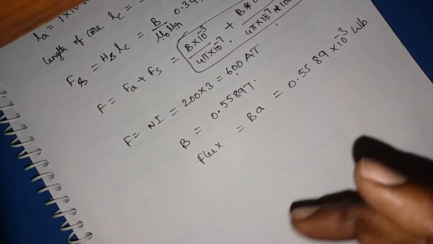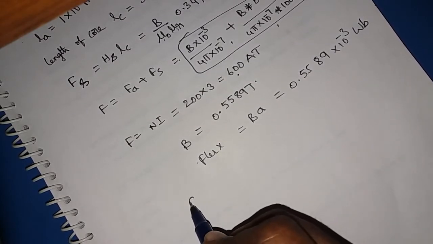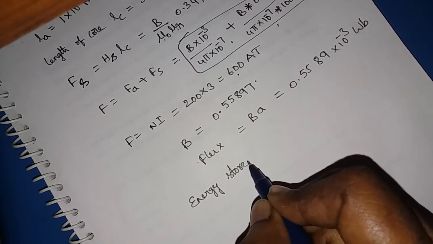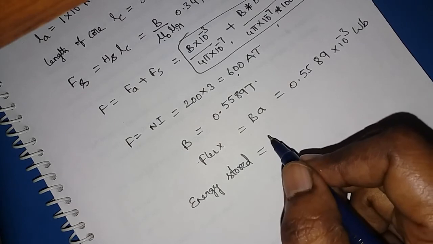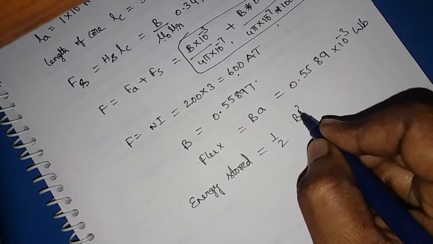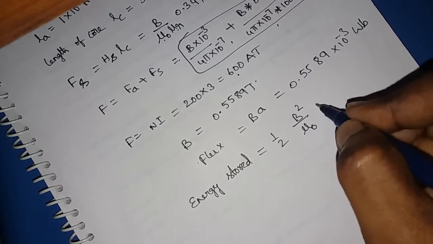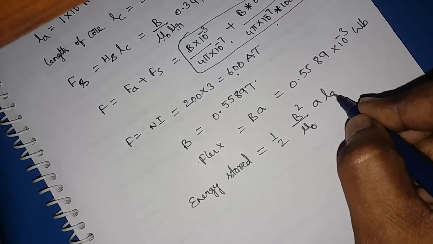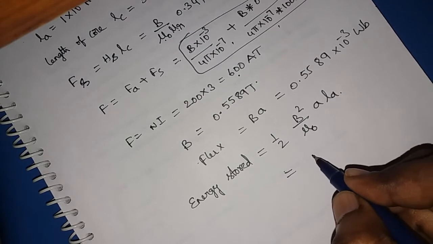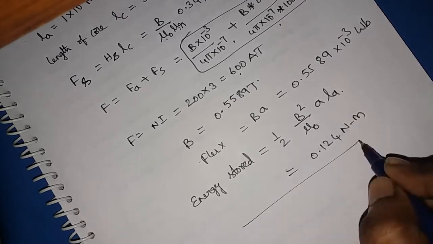Now how much energy is stored in the air gap? The formula for energy stored is half into B square by mu, but here, as it is the air gap, it is mu naught into A into LA. If you calculate this, you may get 0.124 Newton meters. So this is the energy stored.